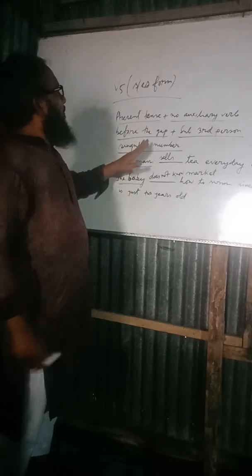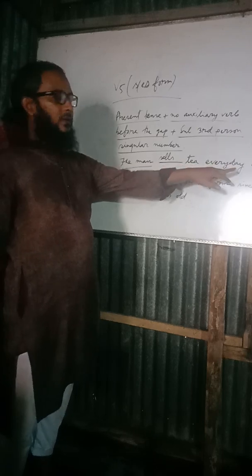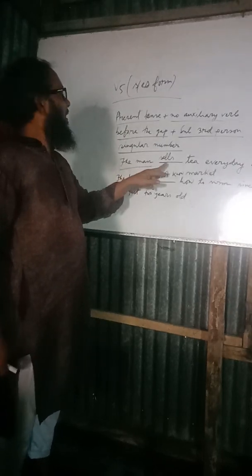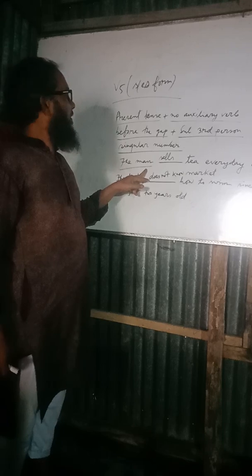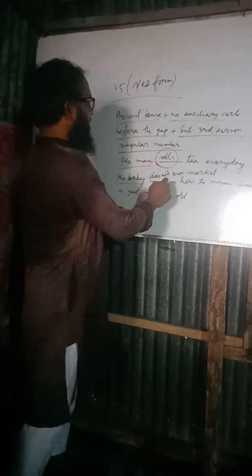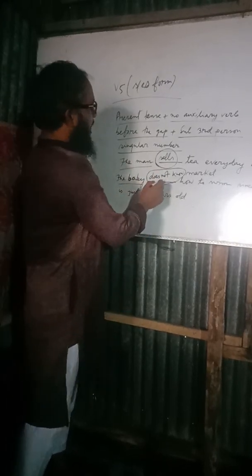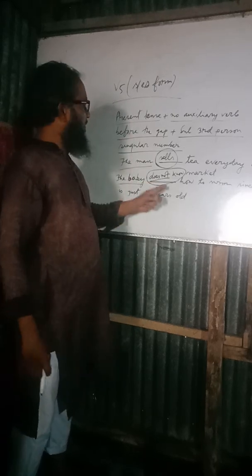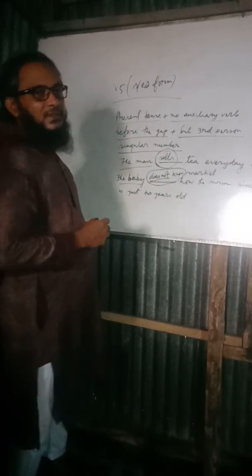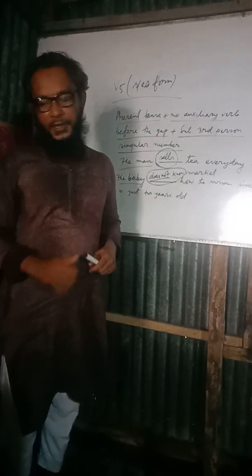So the man sells tea every day. Here the man is third person singular number and there is no auxiliary verb before the gap and the sense is in present form. Then we have put S or ES after the verb. And this is the negative sense, negative form. So we have put doesn't before the verb. So these are the uses of V1 or V5. Okay.